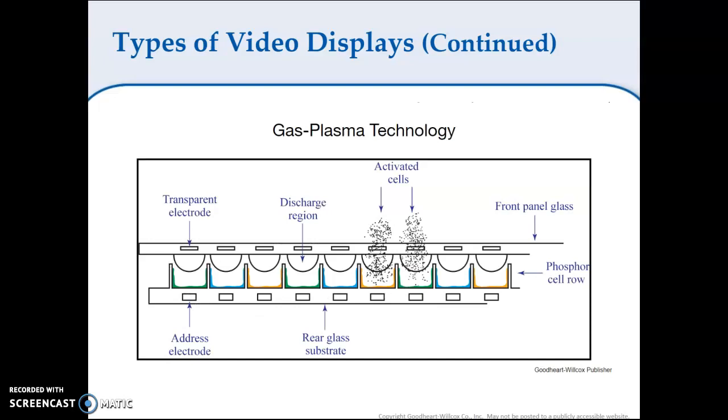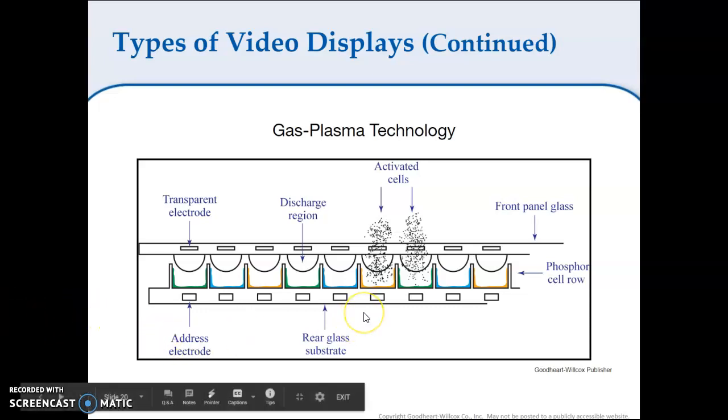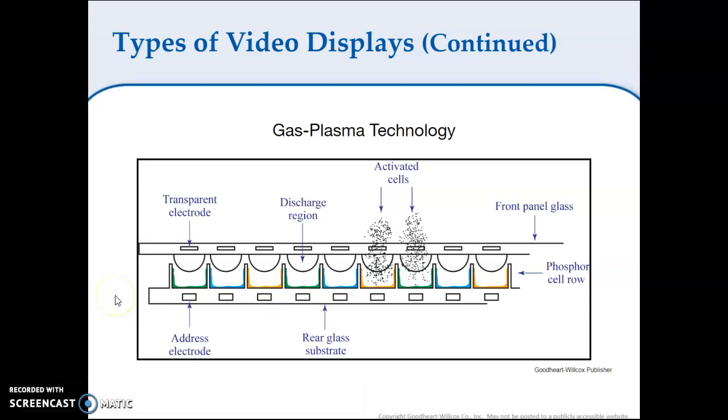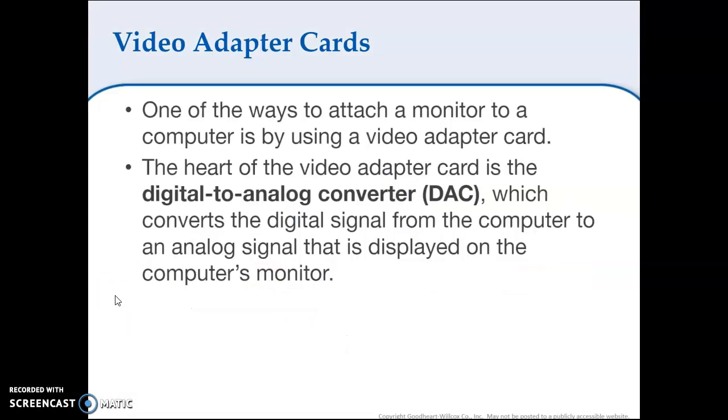Now, when it comes to gas plasma technology, we take a look at the transparent electrode. That's going to be working also with the address electrode. And as it moves from the creation of the image all the way to projecting the image for the user to be able to view, it's going to go through activated cells. That's the actual gas plasma. And then finally, we will see the picture that will appear on the front panel glass. So it's a little bit of an interesting way that the images are projected. All of these are done in an attempt to achieve higher definition.